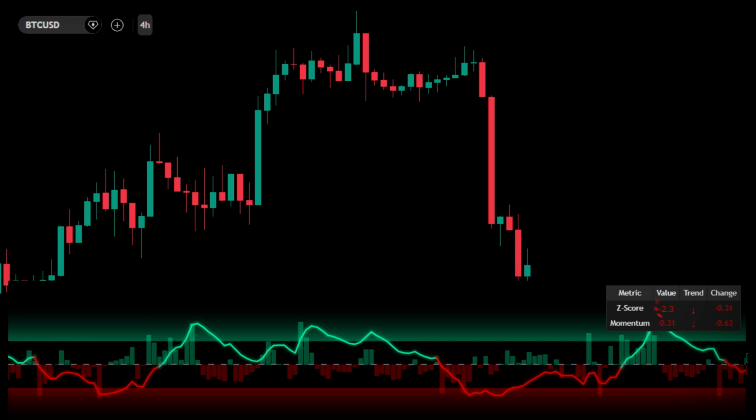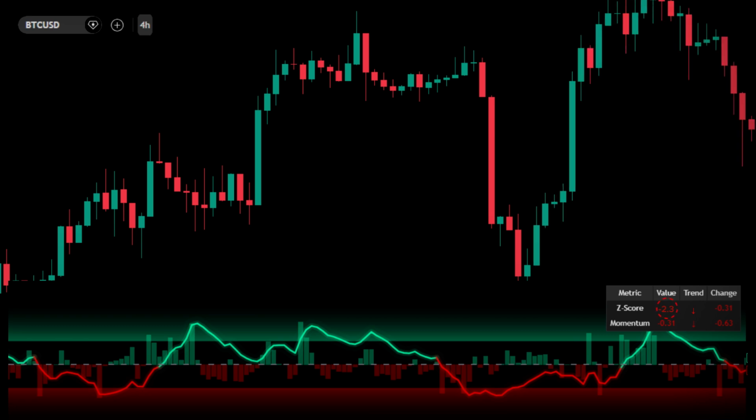Same indicator, reading minus 2.3. Price is stretched far below normal. And there it goes. 2 charts, 2 extremes, 2 reversals. This is not a coincidence. This is statistics doing what statistics do.